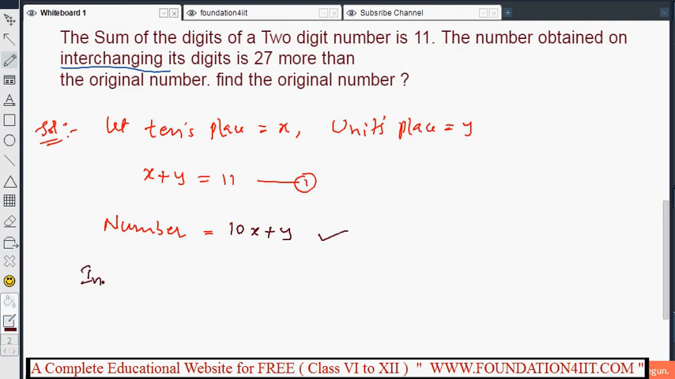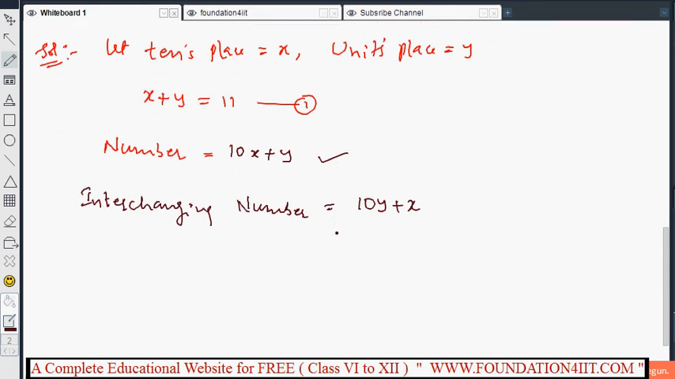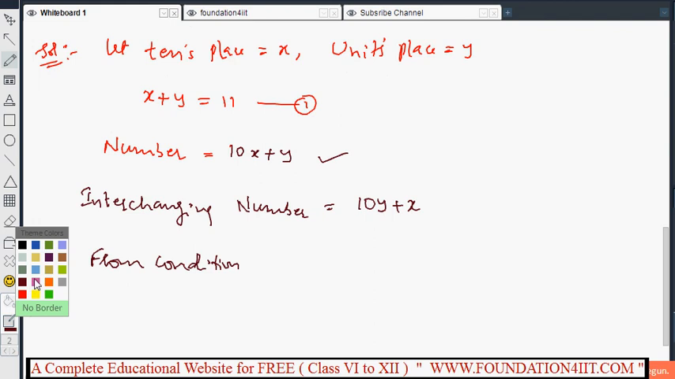Interchanging number is: tens place becomes units and units place becomes tens. So that is 10y plus x, right? For example, if the number is 64, if I interchange it becomes 46. Now interchanging number is 10y plus x. So according to the second condition, the number obtained on interchanging its digits is 27 more than the original. So this is from the second condition: number obtained on interchanging, that is 10y plus x.